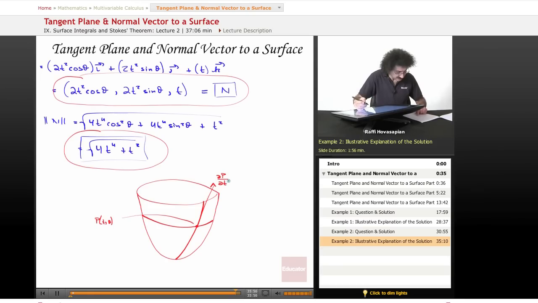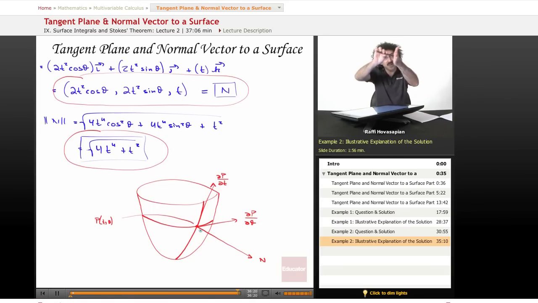This is going to be dp dt. You're going to get a tangent vector that way. That is the dp d theta. And when I take dp d theta cross dp dt, I end up with my normal vector to the surface. This normal vector is always going to be perpendicular to it, no matter which. That's the whole idea. So it is perpendicular to that one, and it is perpendicular to that. And this happens to be n, which again is dp d theta cross dp dt.